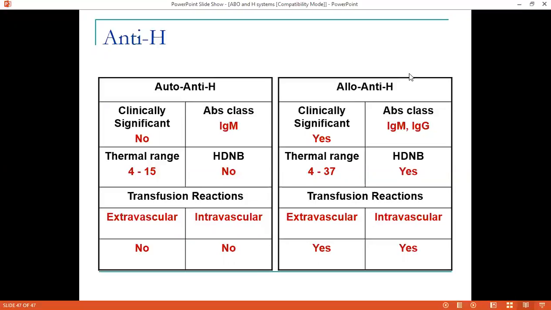So here's your ABO, H, and secretor genes. The next one we're going to talk about is RH.